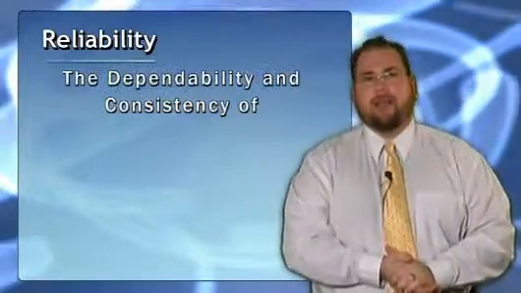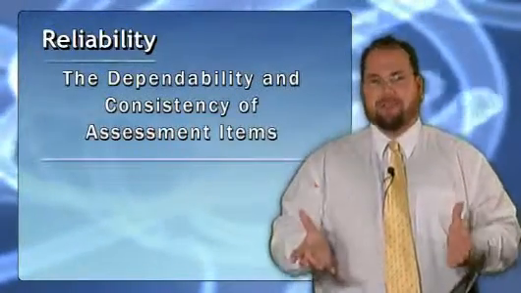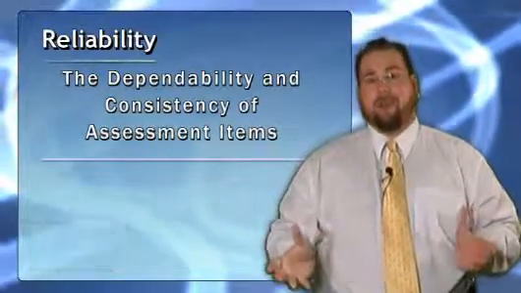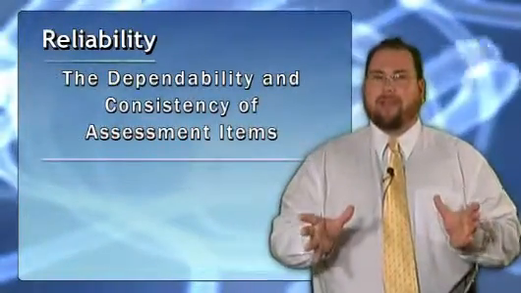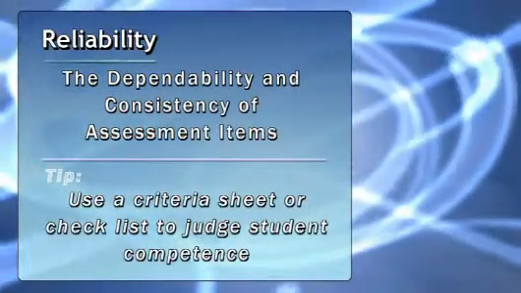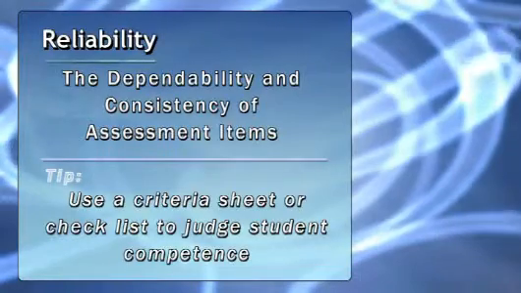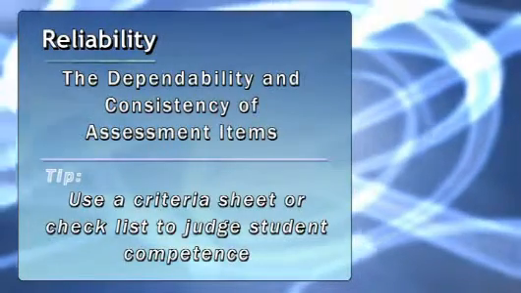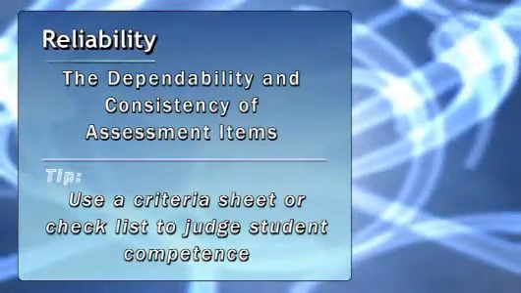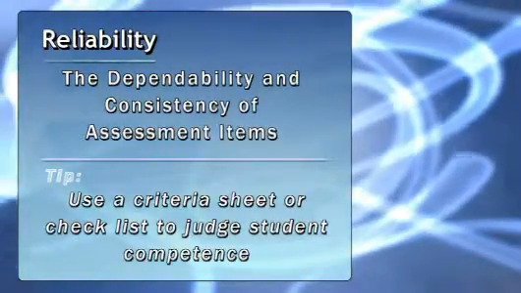Reliability is really another way of saying consistency. So it should always be looking for the same things every time. The best way we can do this is by having some sort of a criteria sheet, and we say to every candidate, if you meet these criteria, or we've got a checklist and you do all those things on the checklist, you will be competent. Now it's reliable because we're asking the same thing from everyone.